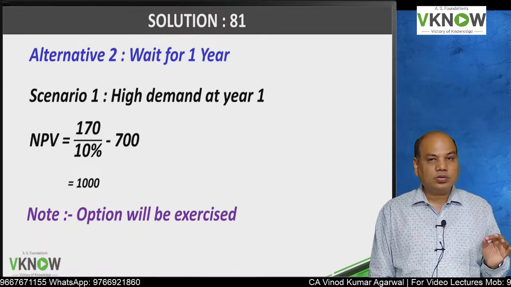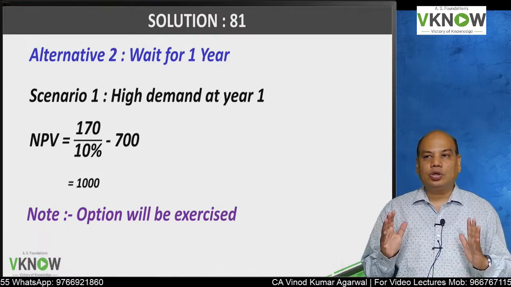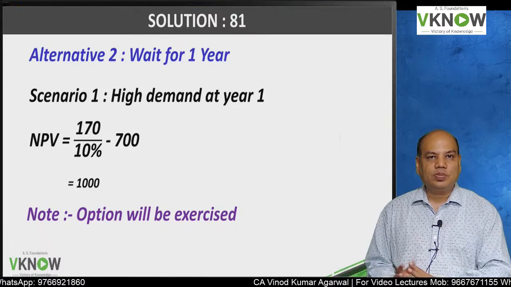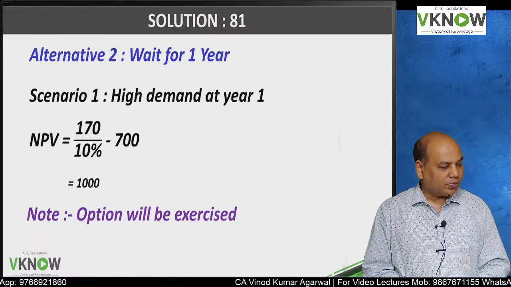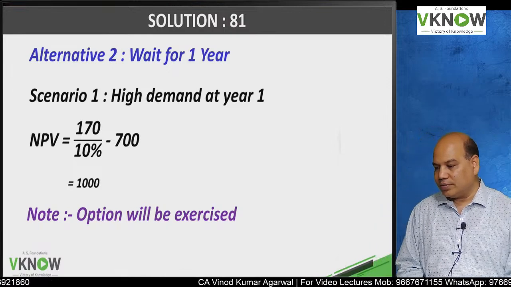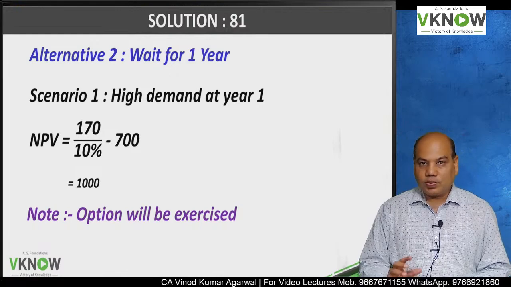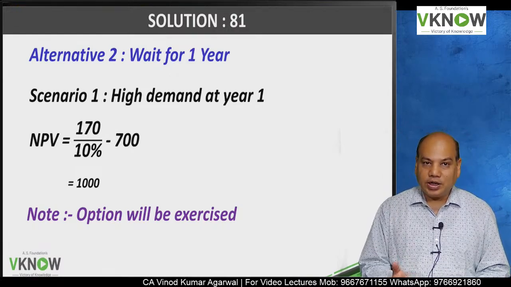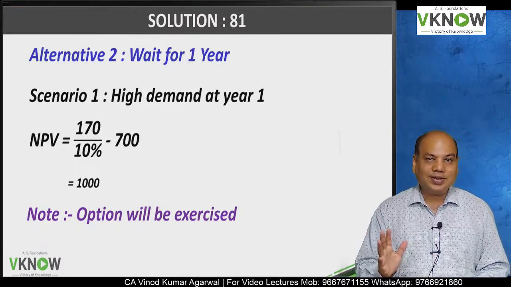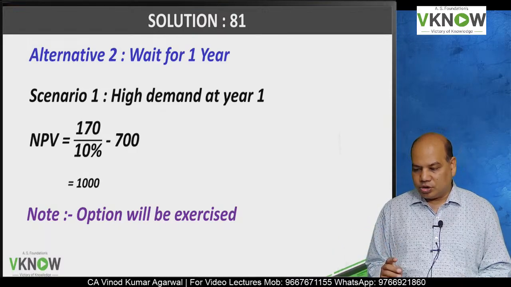Answer is 1000 means the NPV is positive. Option to postpone will be exercised. Just to keep in mind, if you get negative NPV, you will not exercise the option and the value of the option will become 0.